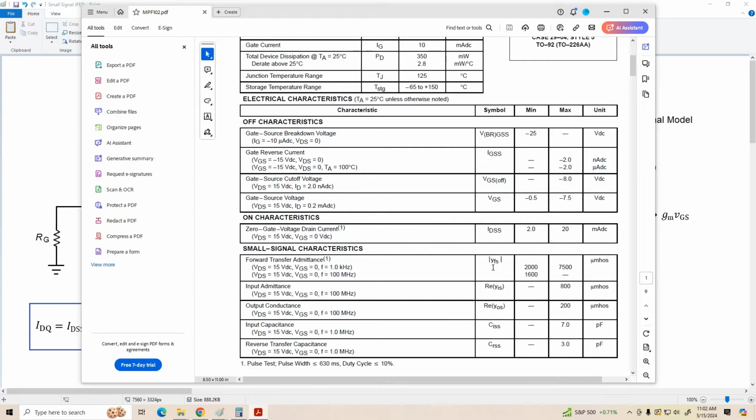All right, and so if we look at y sub fs, that is transconductance, at low frequencies, 1 kilohertz, as we have listed here, it has a minimum value of 2,000 micromhos and a max of 7,500 micromhos. Now, remember, mhos is the reciprocal of resistance, and Y is the reciprocal of Z, just like G is the reciprocal of R. So we're going to be dealing with a lot of parameters and their reciprocals, and it takes a little getting used to.